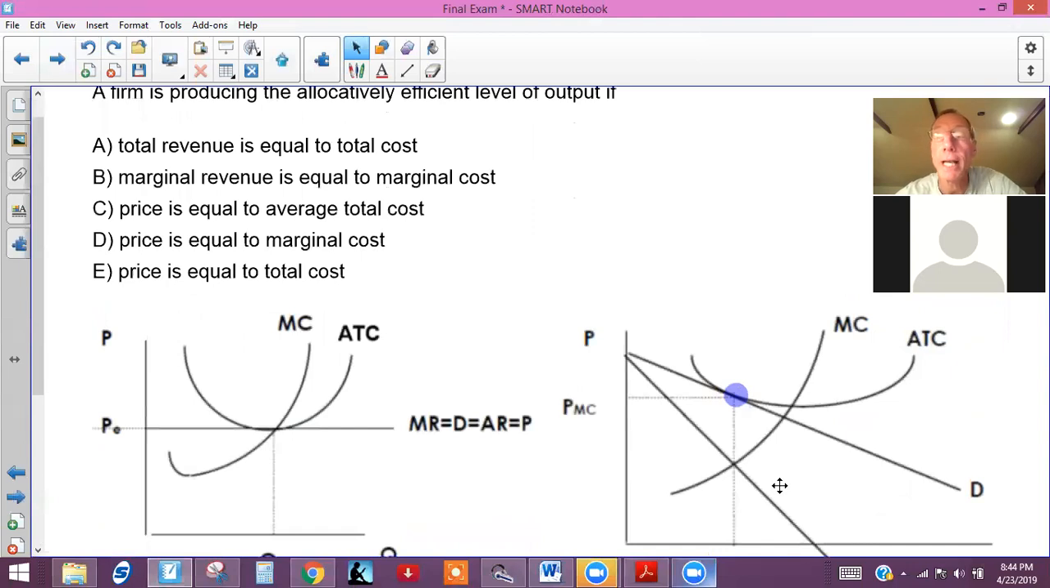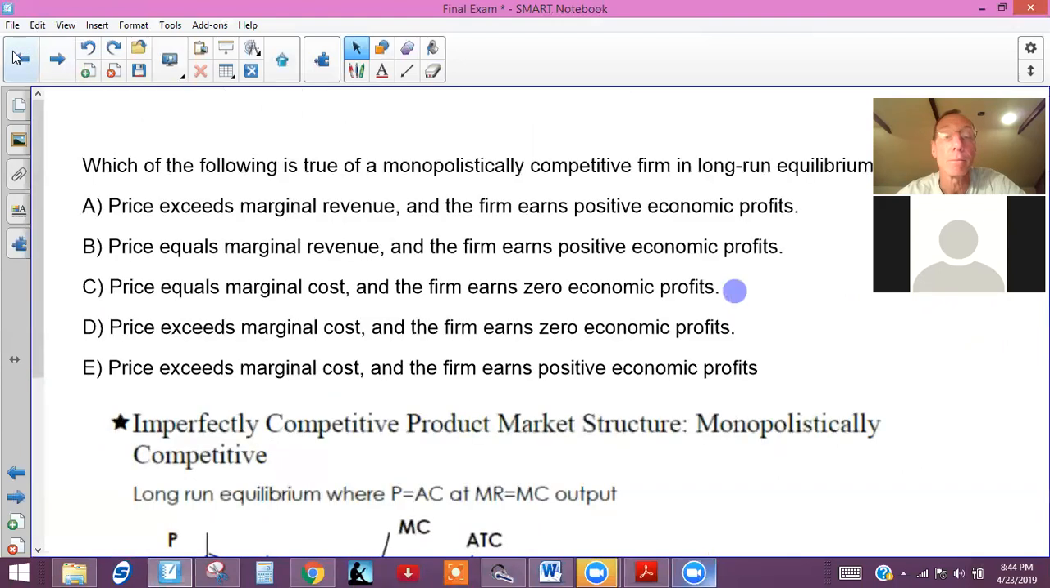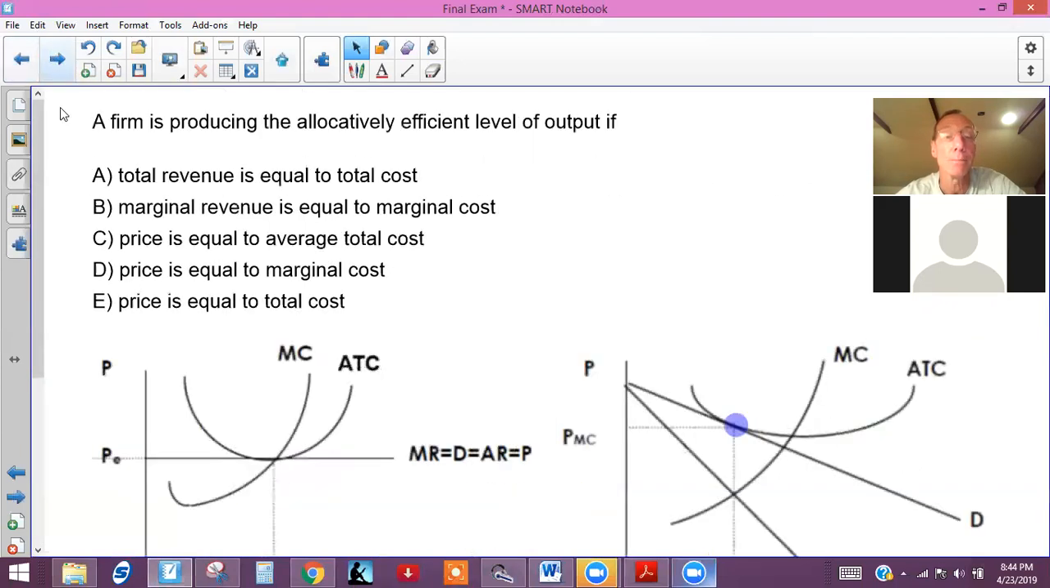Because there are cases where we showed before where average total cost can be... see, the key here is if total revenue is equal to total cost, that means that average revenue is also equal to average cost, and that's where they're productively efficient. We went over that and over that and over that. Not necessarily allocatively efficient, right?